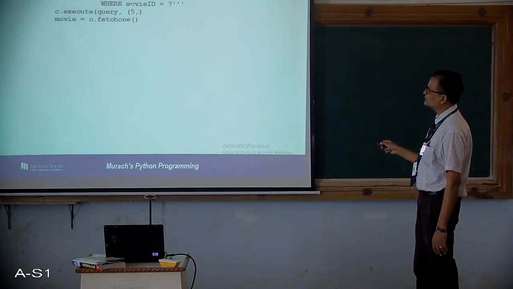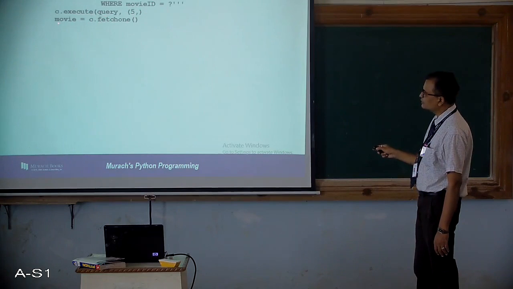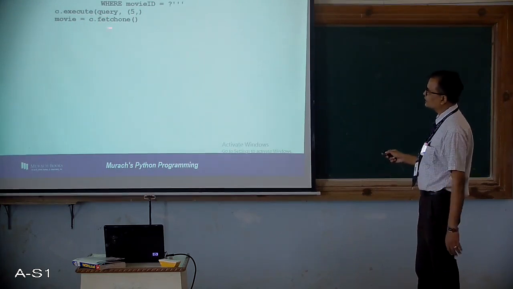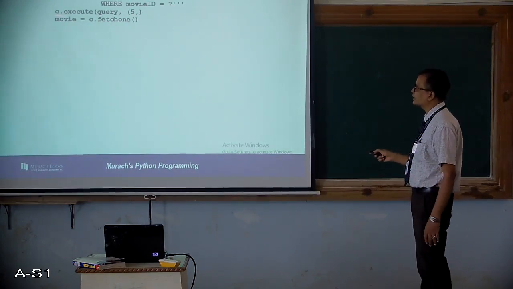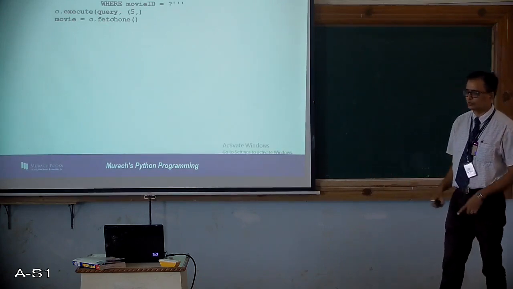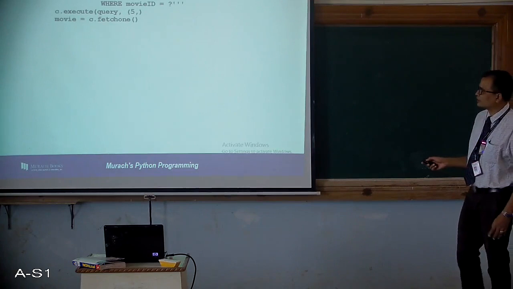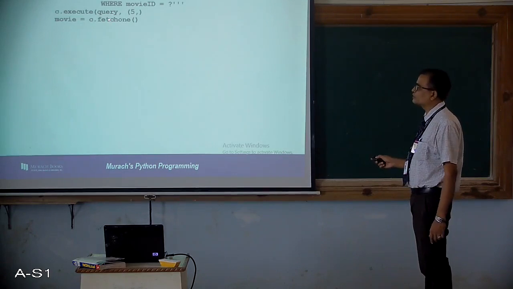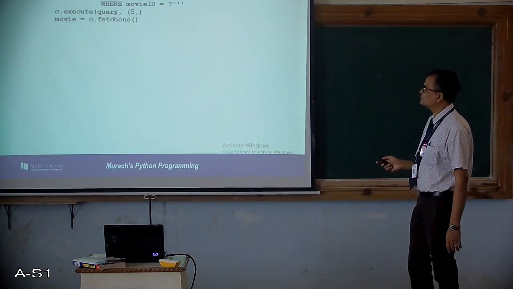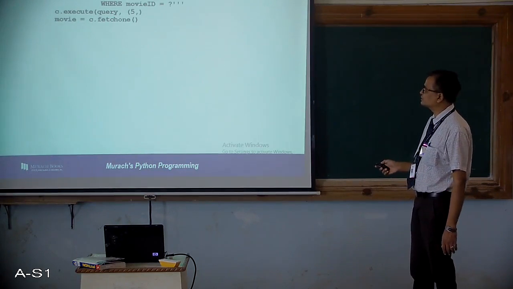So I want to access the record with movieID equal to 5, and movie is equal to c.fetchone. So this will get you the first record in the set of records obtained by executing the query with movieID as 5. If you have got 5 or 6 records selected, assume a kind of array is available wherein we have got the records, and you want to fetch one record at a time, then the fetchone function will help you to do that. One record is fetched using the fetchone function.